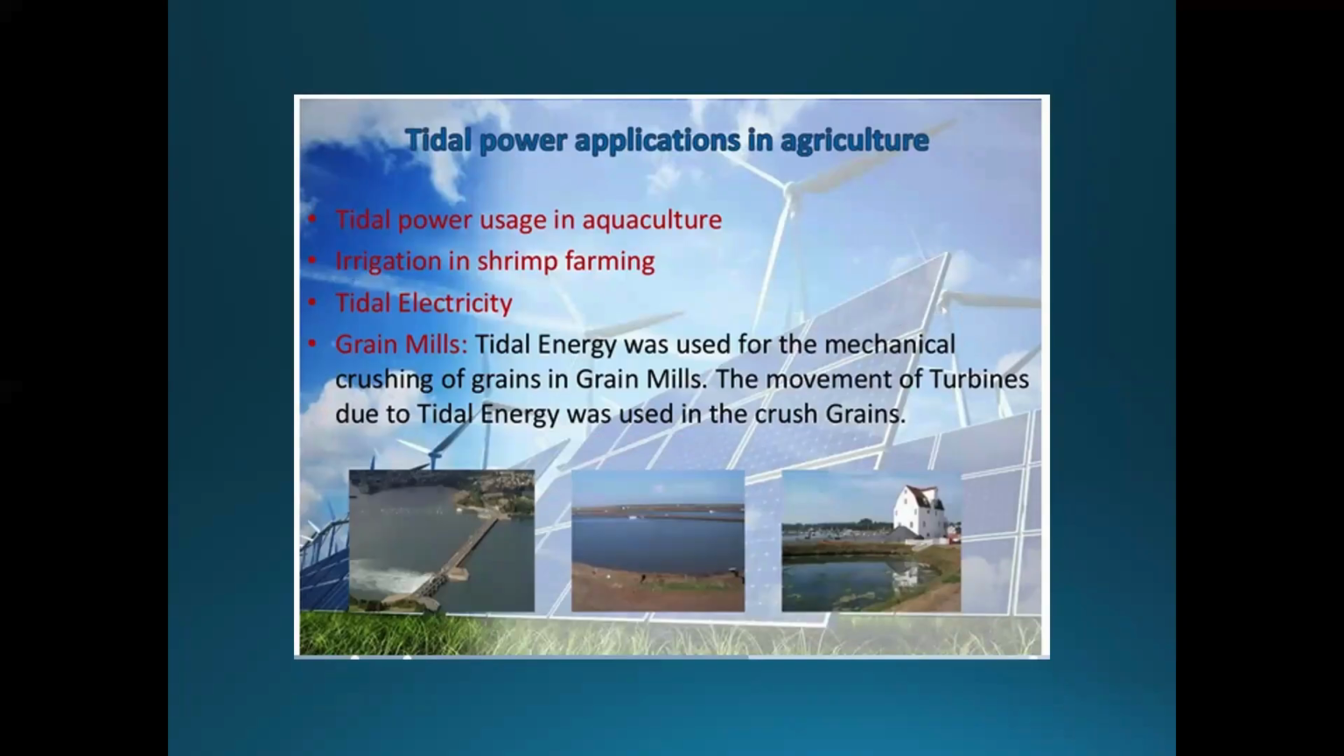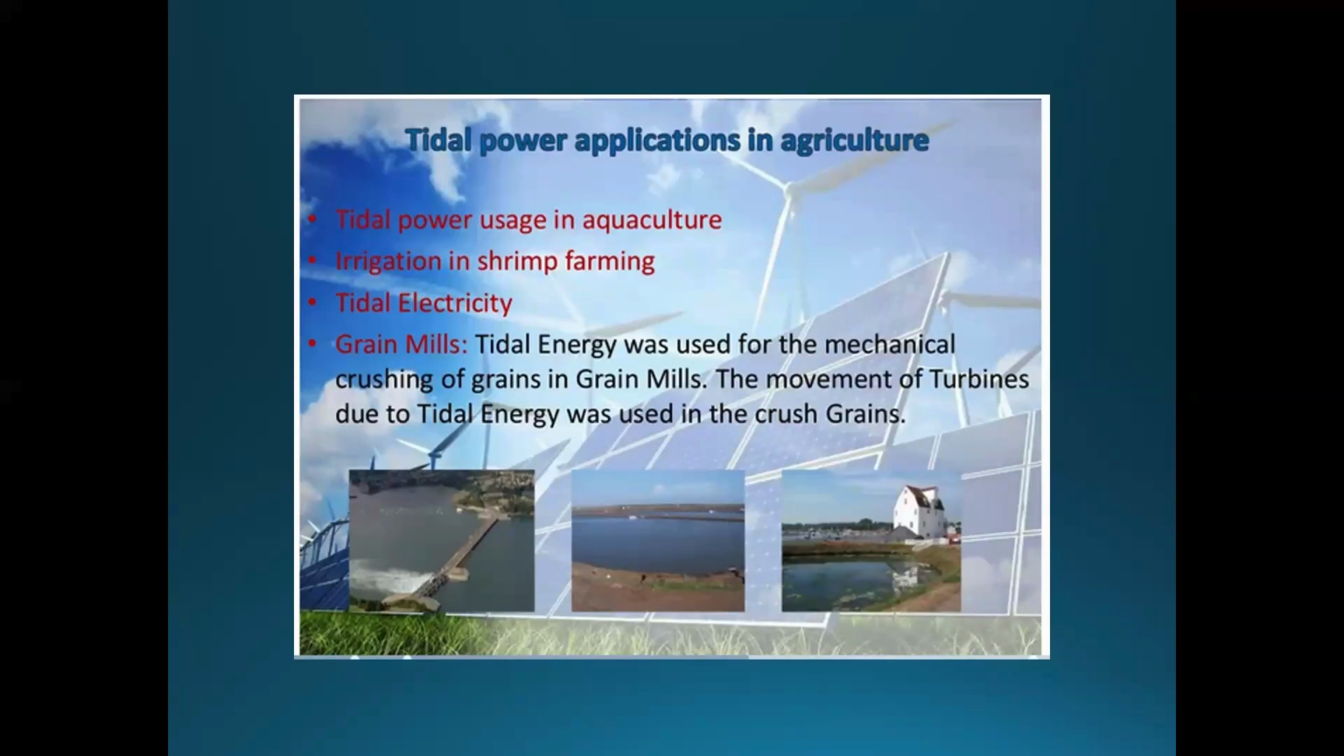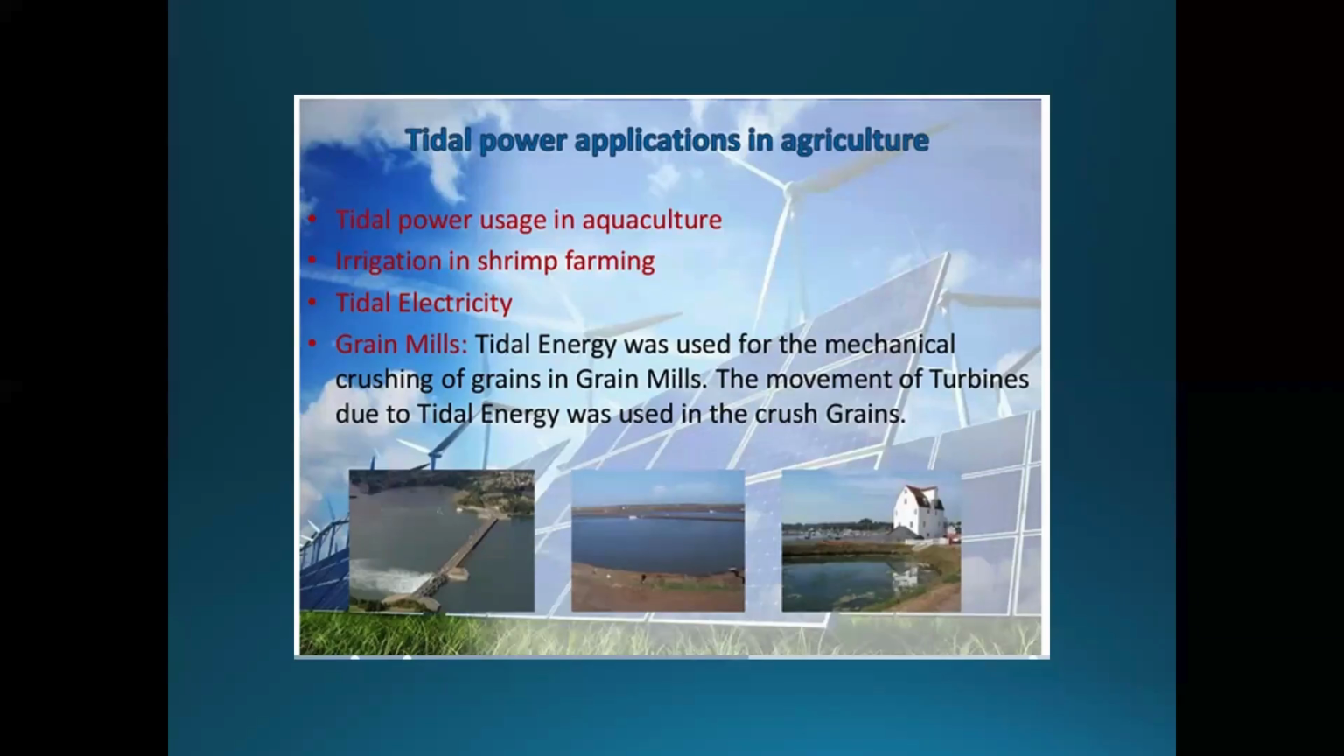Next, tidal power. As I was telling you, tides are created by means of the gravitational pull. So tidal power, we can use it in aquaculture. We can go for shrimp farming. Then tidal electricity can be generated, and the energy that is coming out from the tides can be converted into mechanical energy. Mechanical energy means mostly for the operation of machines where you can grind the grains, grinders, we can say. So mills, grain mills.